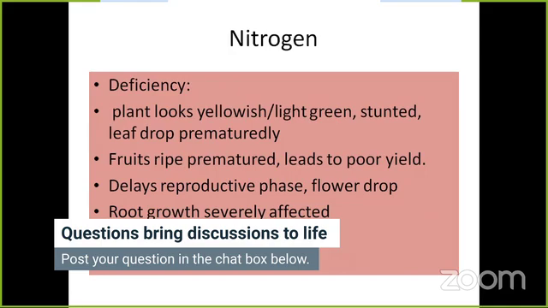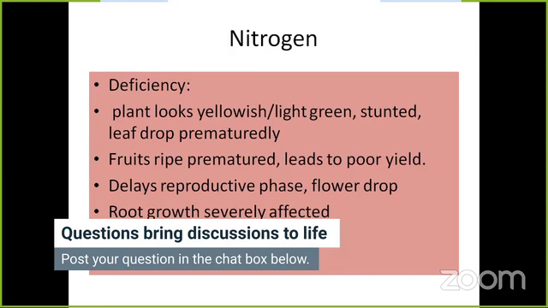Then what happens? The plant will look yellowish or light green, stunted, that means growth will not be there, and leaf drop happens prematurely. That means at a very early stage, without going through the full life of the leaf, it will drop off. So that is a mechanism of the plant to adjust by dropping the leaves. In the remaining few leaves, the available nitrogen is used so that photosynthesis can take place. It's a defense mechanism. So leaf drop will happen prematurely. However, that will affect the yield for us.